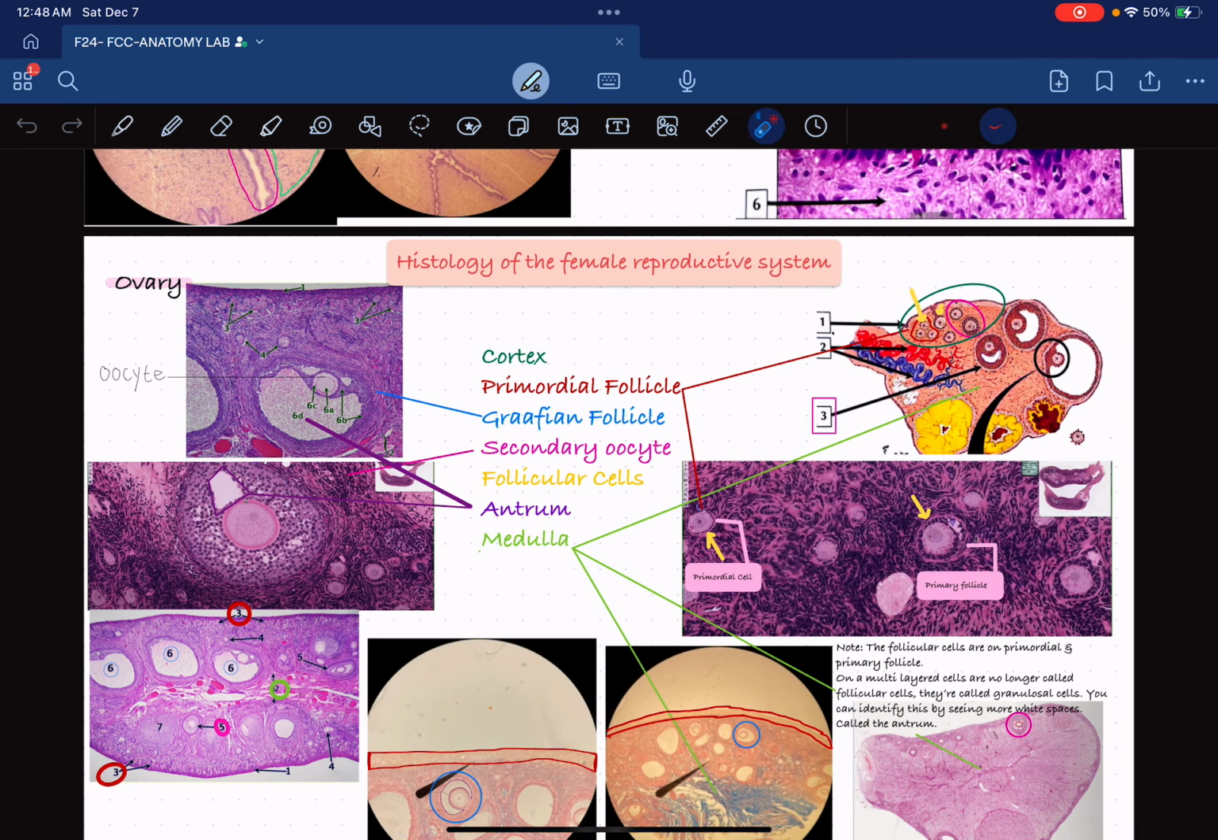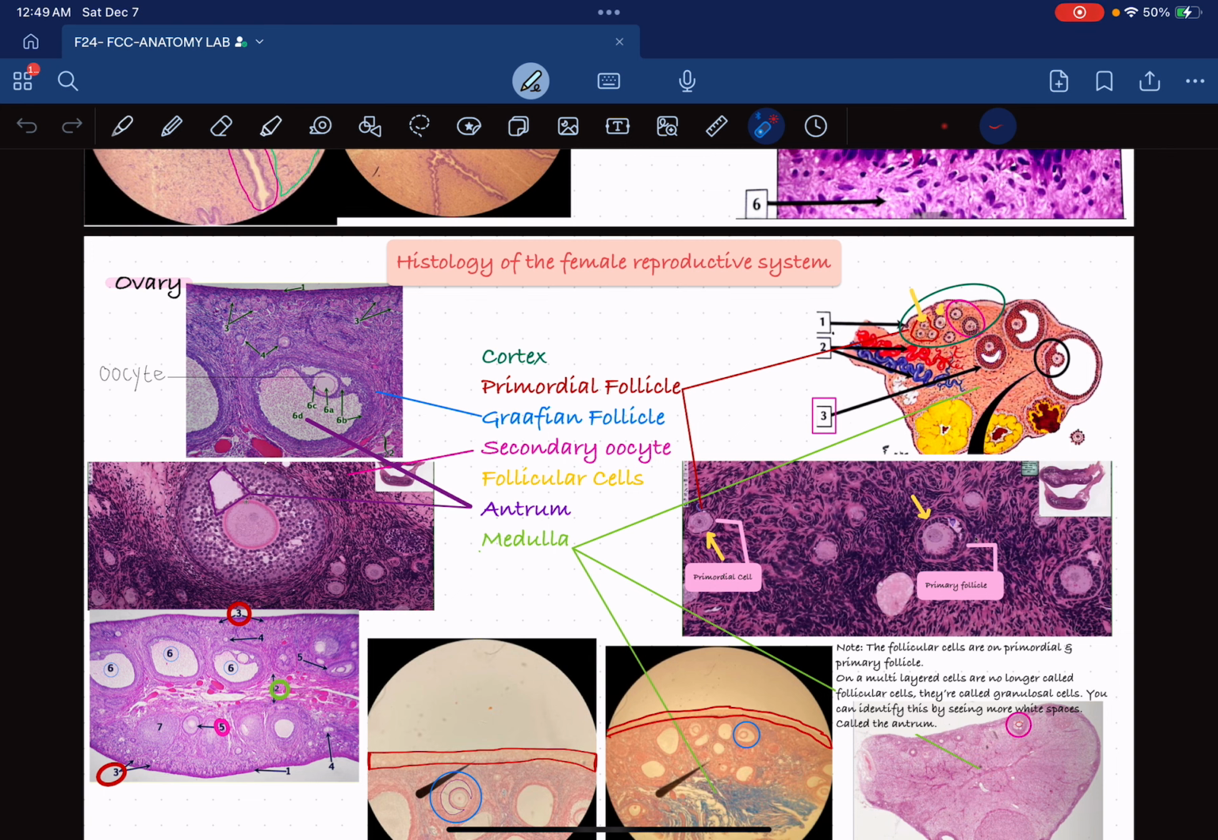The medulla is located here in green. It contains blood vessels, nerves, and the ovarian artery. It's more so the middle space. That can be seen right here, over here, and right here.